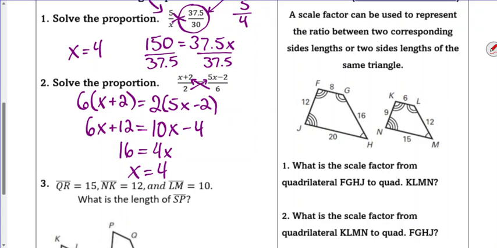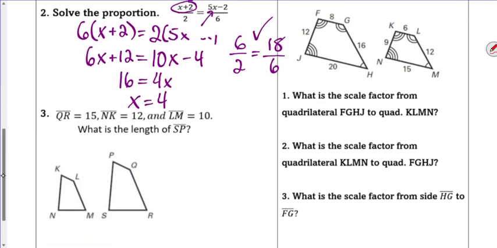You can always test this just to make sure that you did this math right. You plug in 4 here, that would give you 6 divided by 2, which is 3. And you plug in 4 here, and you get 20 minus 2 is 18, which divided by 6 is also 3. So we did that correctly.